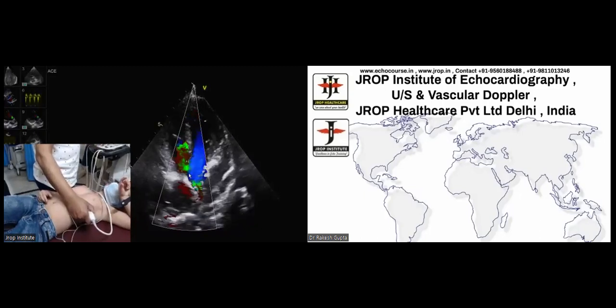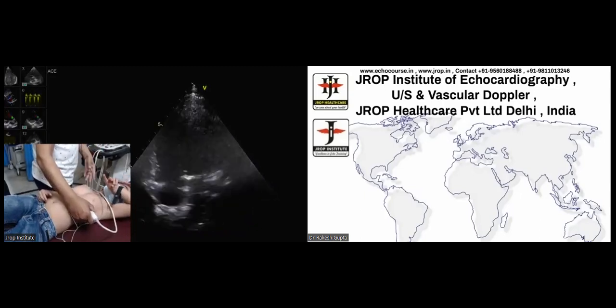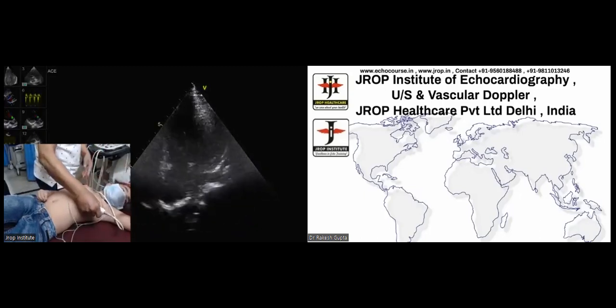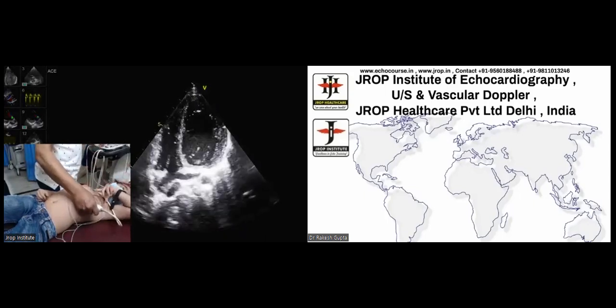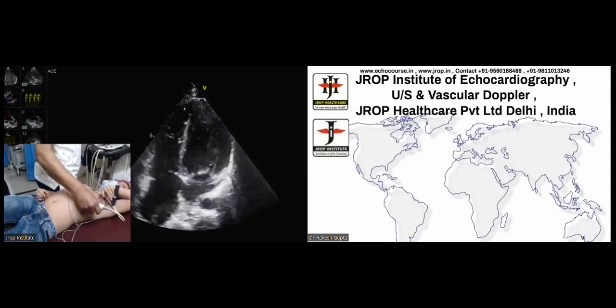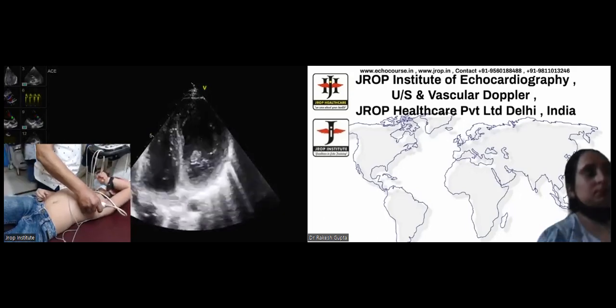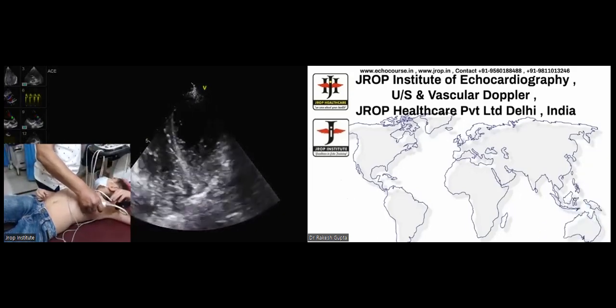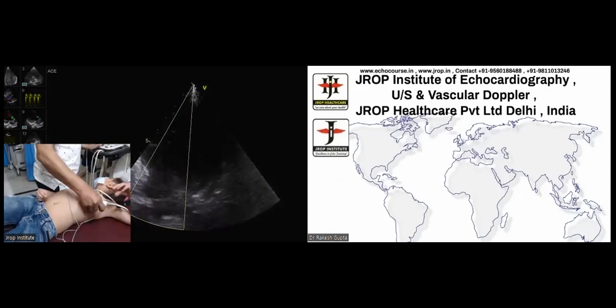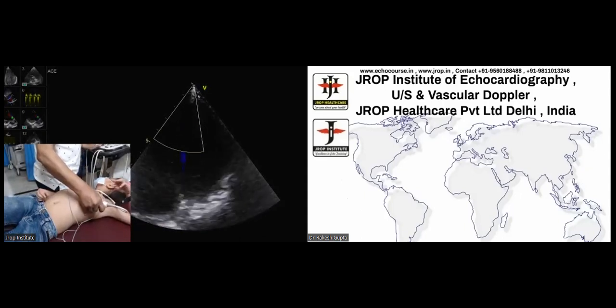Okay. Now, a number of times we hear a murmur, but we can't see a VSD. So what we do is go to the apical segments. Like I'm foreshortening my apical views, then closing down to the apex.